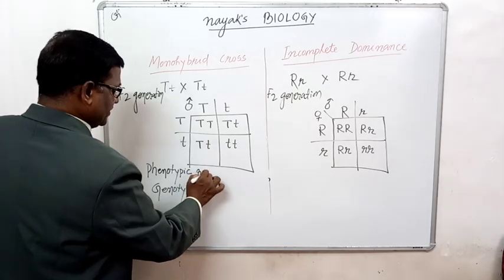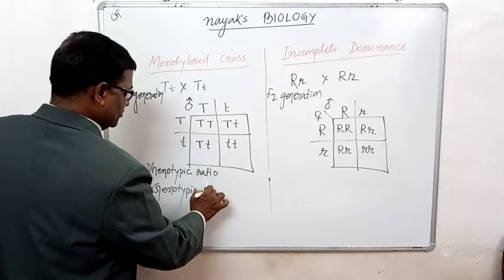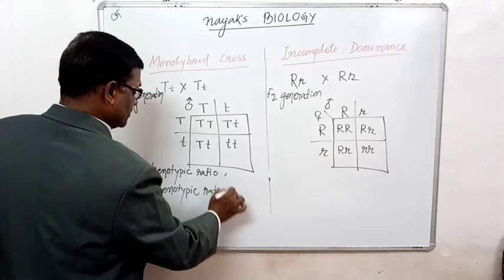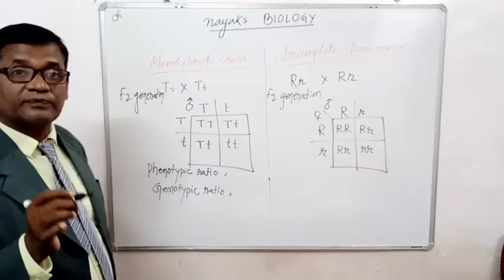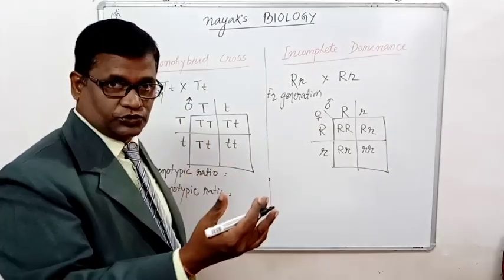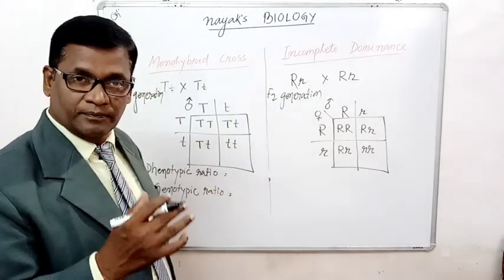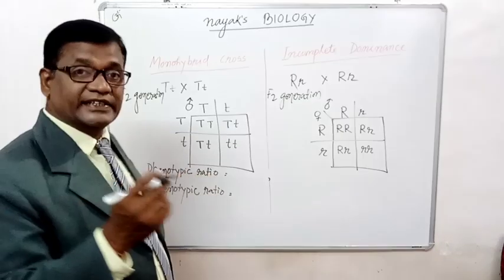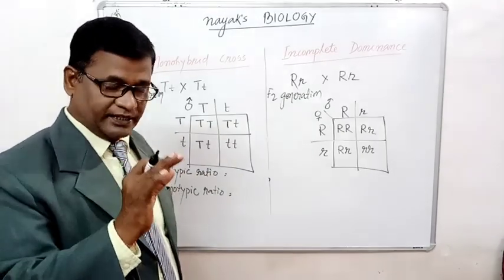What is the phenotypic ratio and genotypic ratio of the both? Now, what does phenotypic mean? Physical appearance, how it looks. It is called the phenotypic. Genotypic is the genetic constitution.